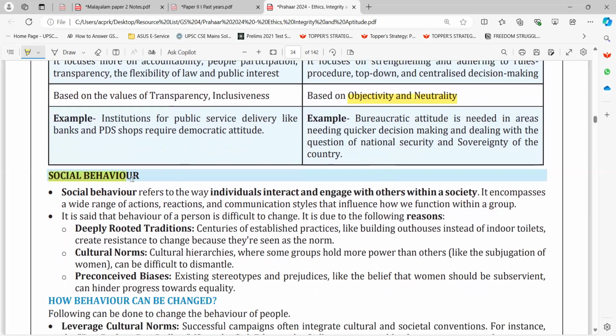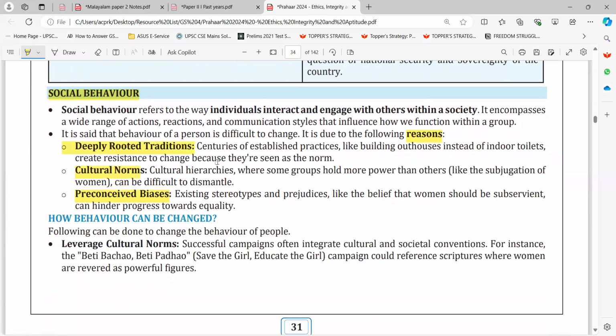Social behavior. Social behavior refers to the way individuals interact and engage with others within a society. It encompasses a wide range of actions, reactions, and communication styles that influence how we function within a group. It is said that behavior of a person is difficult to change. It is due to the following reasons: deeply rooted traditions, cultural norms, preconceived biases.